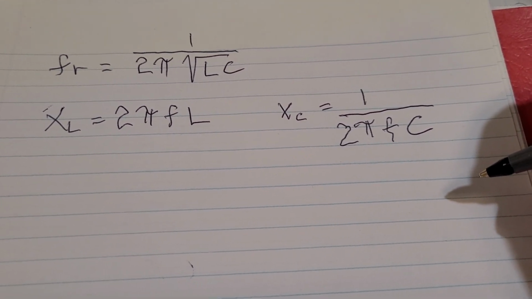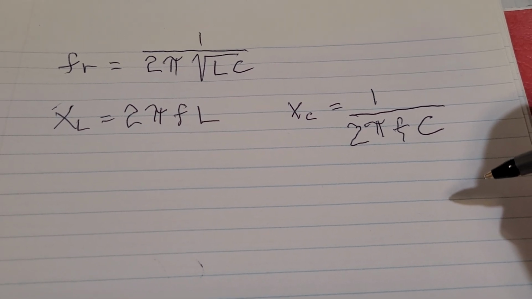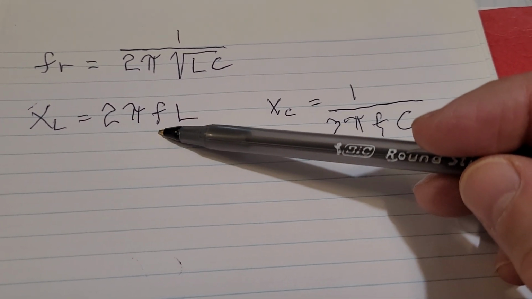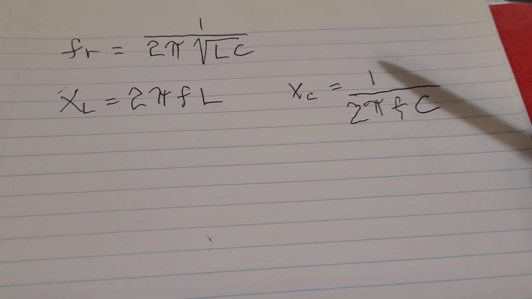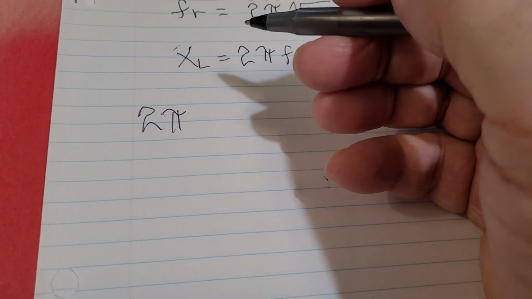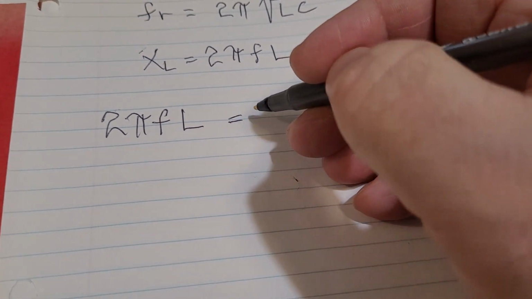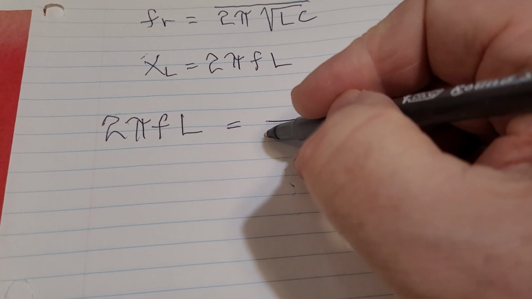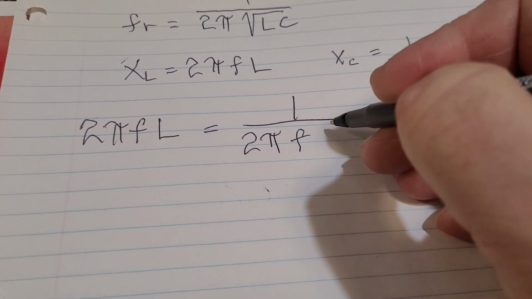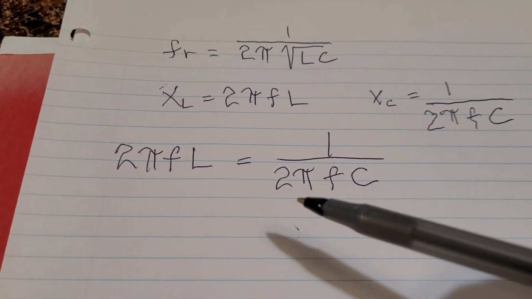So if they're both equal at resonance, let's just make them equal. We're going to make them equal and then solve for the frequency, because F is the same here. We're just going to set these two things equal to each other, and then solve for F. So we'll go 2 pi FL equals 1 over 2 pi FC. So 2 pi FL is equal to 1 over 2 pi FC, and that's at resonance.